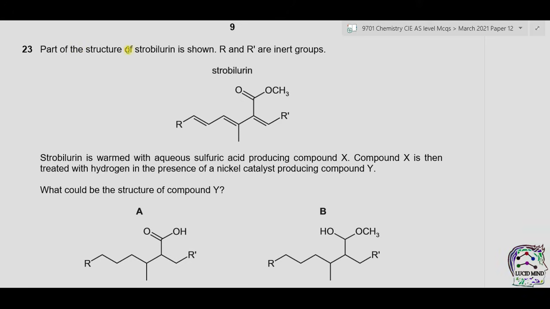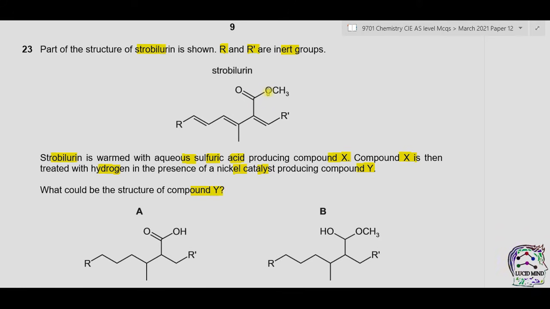Question 23. Part of the structure of strobilurin is shown. R and R prime are inert groups. Strobilurin is warmed with aqueous sulfuric acid, producing compound X. Compound X is then treated with hydrogen in the presence of nickel catalyst, producing compound Y. What could be the structure of compound Y?